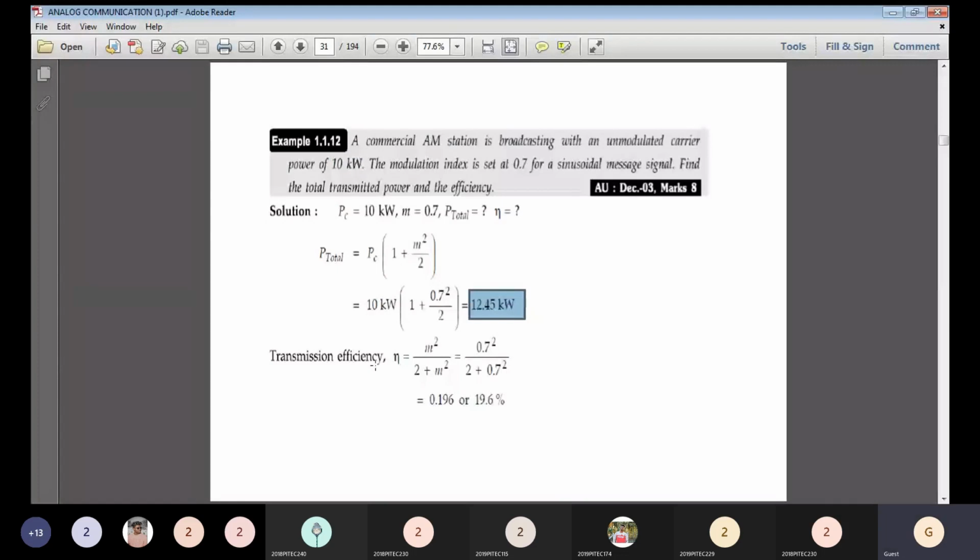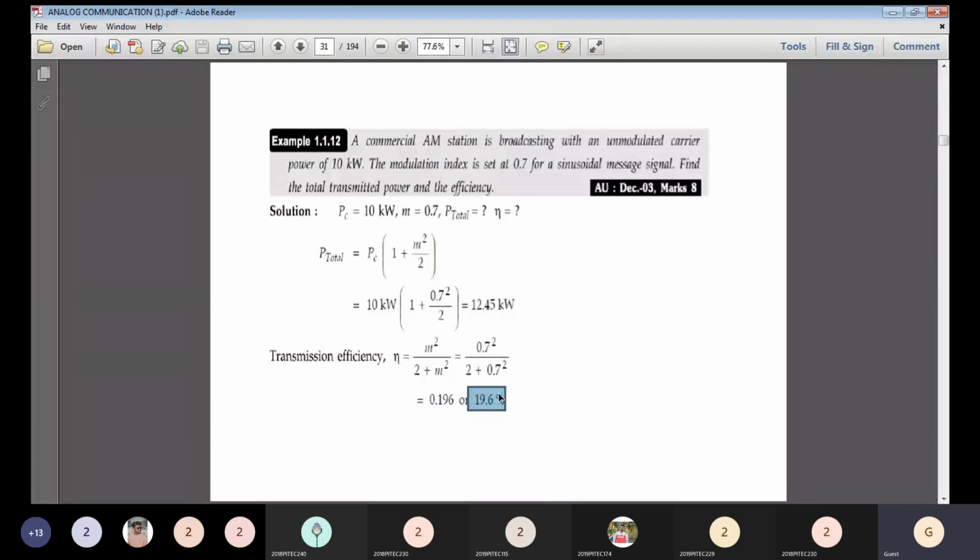Next, transmission efficiency. Transmission efficiency is equal to m square divided by 2 plus m square. The m value is directly given as 0.7, so 0.7 square divided by 2 plus 0.7 square. This transmission efficiency is equal to 0.196, that is 19.6% efficiency. What is the meaning of this? Out of the total power consumed by that signal, only 19.6% of power is utilized in an efficient way. That is called transmission efficiency.